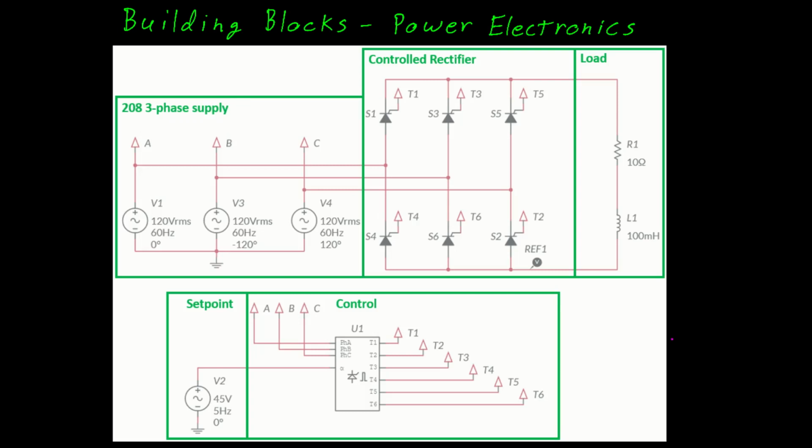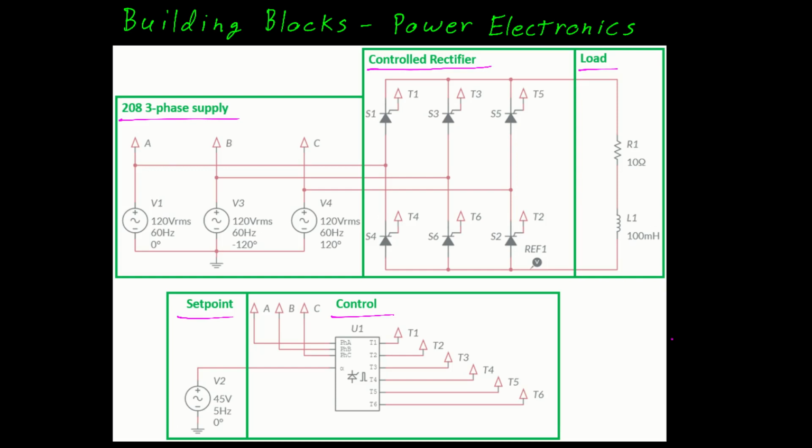You are looking at a three-phase controlled rectifier. The heart of the device are the 6 SCRs. We have a 208 three-phase supply. We have the load. We have the control mechanism, and we have a set point.